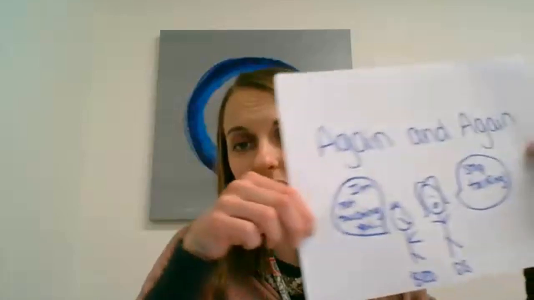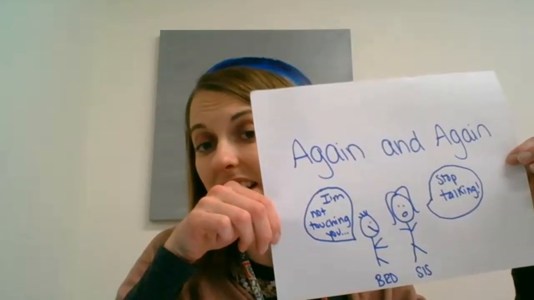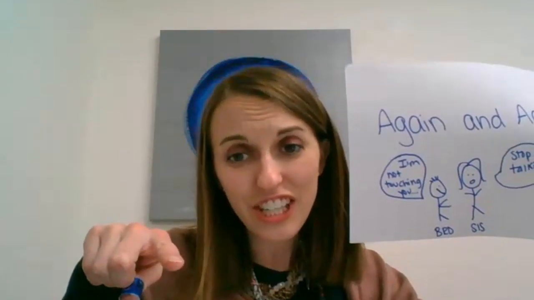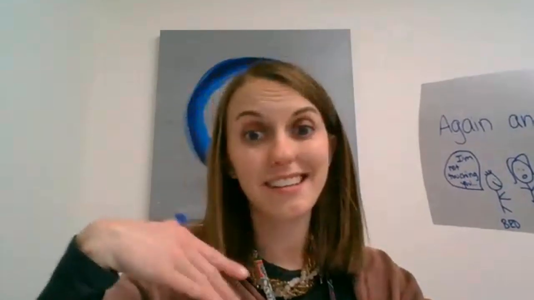The next signpost, 3 out of 6, is again and again. I did the little brother and sister, like, I'm not touching you, I'm not touching you. And how that's happening again and again and again. And when that happens, we want to ask ourselves, why does this keep coming up again?